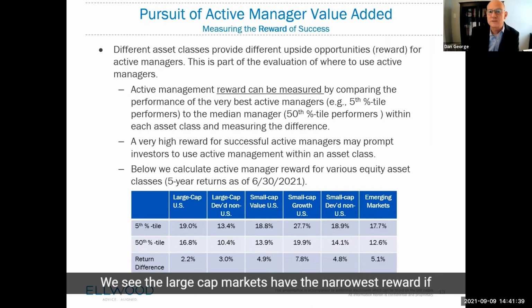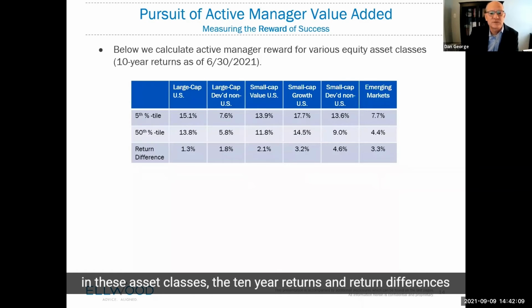On the far left, we see the large cap markets have the narrowest reward, if you will, the smallest reward, which means picking an active manager in this space gives you the smallest upside of the different asset classes on the page. Because as we look at the small cap markets and the emerging market return difference, we see they're much wider and that the reward is much greater if we do spend our time trying to identify active managers in these asset classes. The 10-year returns and return differences are pretty consistent with the 5-year numbers, with the large cap US and large cap developed non-US being the smallest rewards.